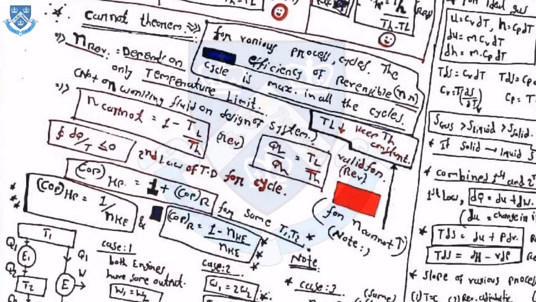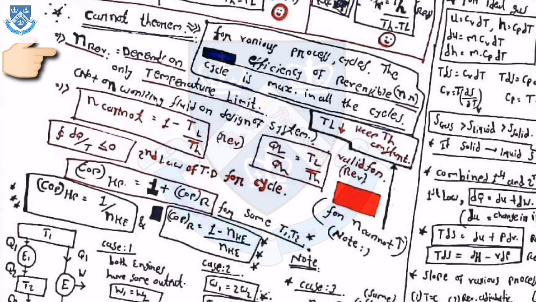After that, Carnot theorem. Among various processes or cycles, the efficiency of the reversible cycle is maximum of all the cycles. The efficiency of a reversible cycle depends only on the temperature limits, not on the working fluid or design of the system. That is an important point for reversible cycles. Then efficiency of Carnot is equal to 1 minus TL upon TH for reversible, and QL upon QH is equal to TL upon TH for reversible only.